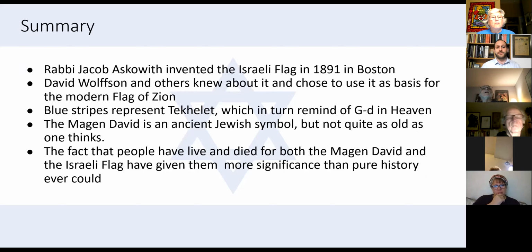The blue stripes represent techelet, which in turn reminds us of God above. The Magen David is an ancient Jewish symbol, but not quite as ancient as you would think. And the fact that people have lived and died for both the Magen David and the Israeli flag has given them more significance than pure history ever could.